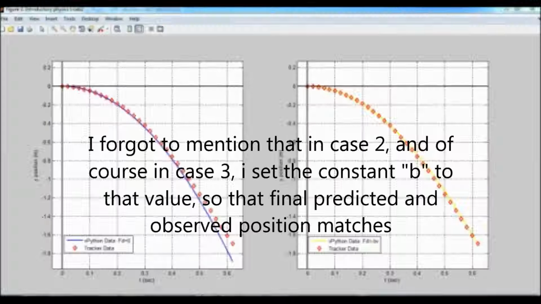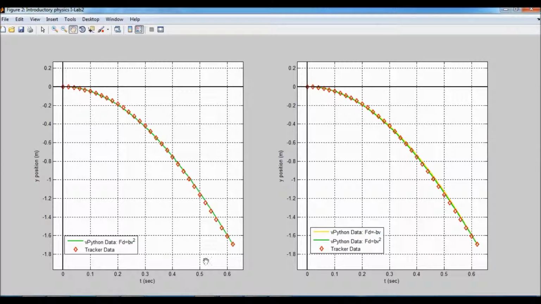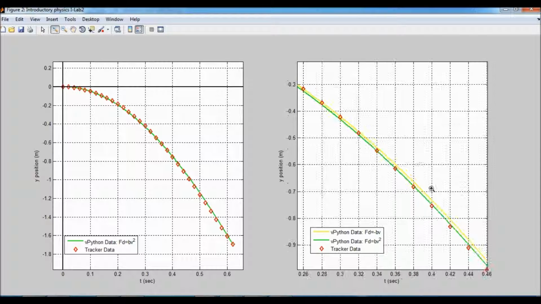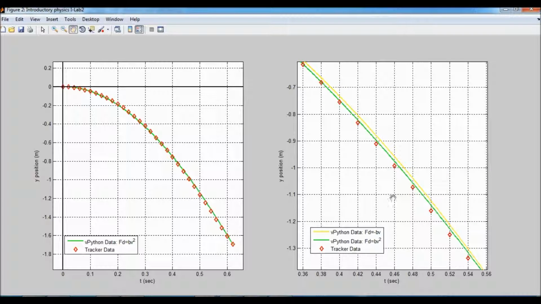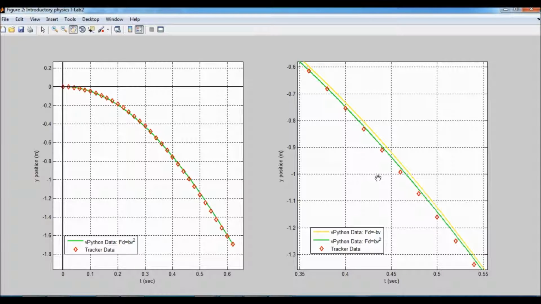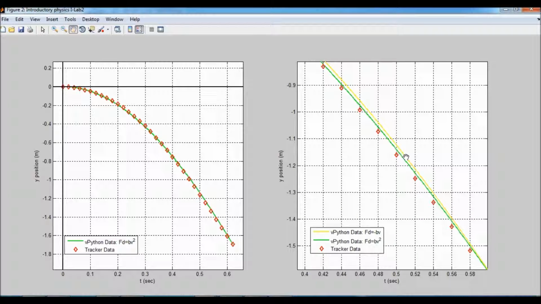And third case, again drag force, but given from the second equation. Again, small deviation, but not so big. This is shown better from this graph. We can see right here, if we zoom in, that the second equation applies better to our observed data, this green line.